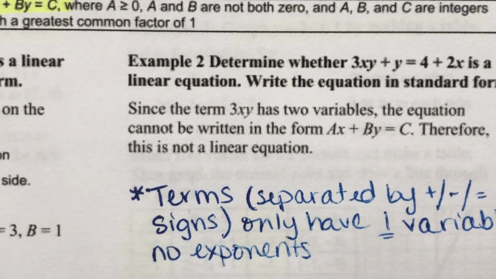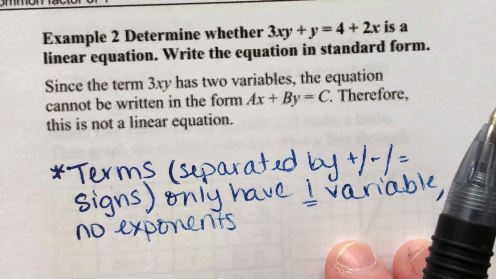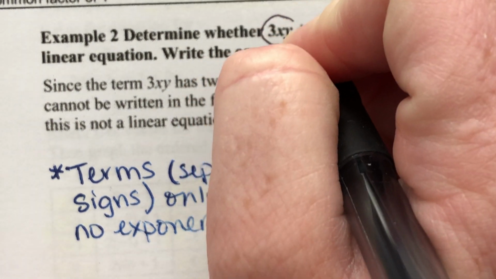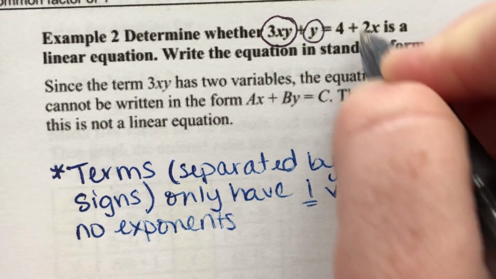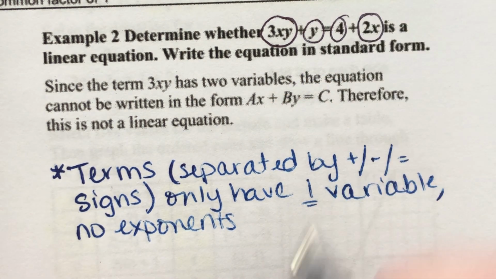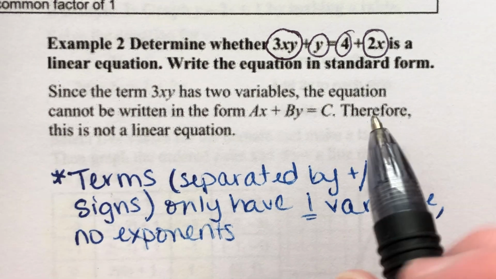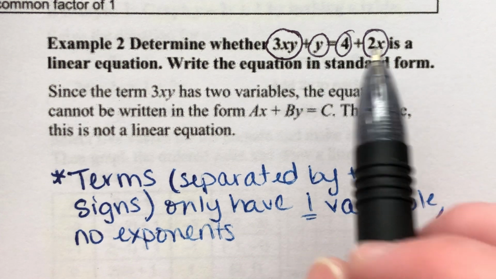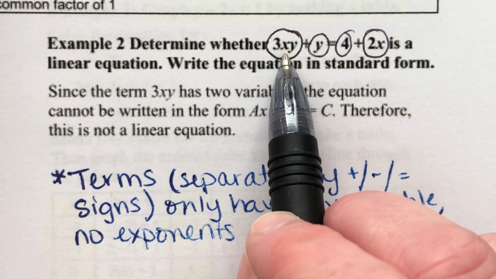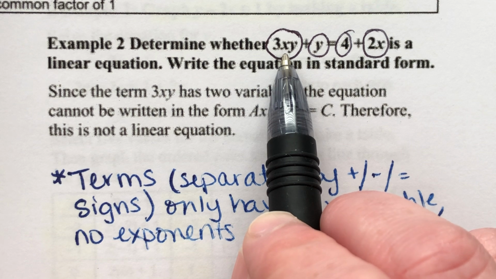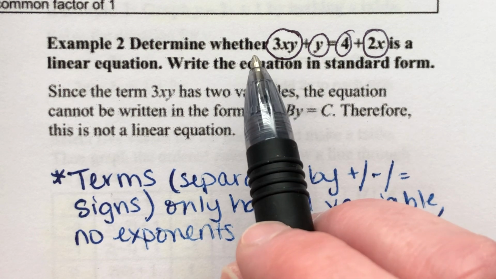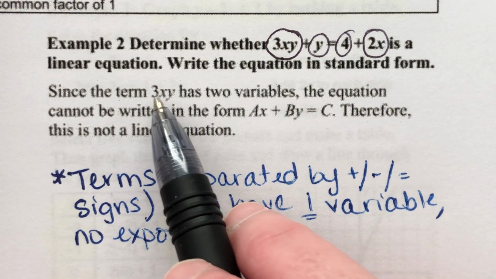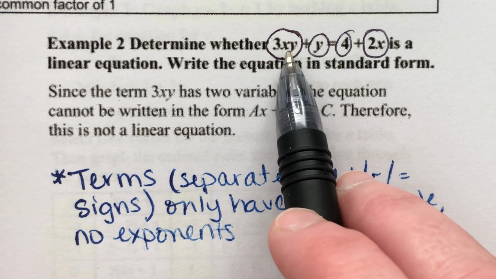3xy plus y equals 4 plus 2x. All of this looks okay except for this term right here. Terms are separated by plus and minus signs and equal signs. So we've got that term, that term, that term, and that term. These are all terms, right? A term can only have one variable. So that has one, that doesn't have any, that's fine. That has one. This term has two variables, right? X and y are getting multiplied together. In a linear equation, that cannot happen. So this would not be a linear equation because 3xy has two variables in it.